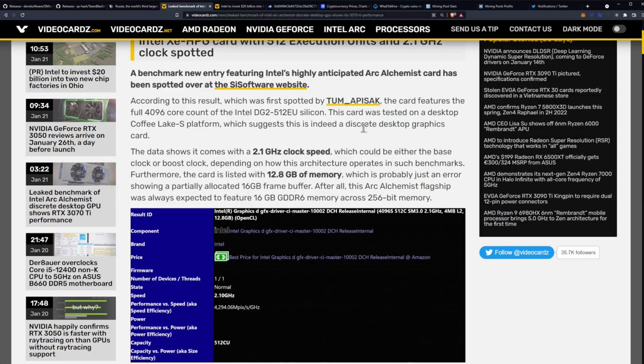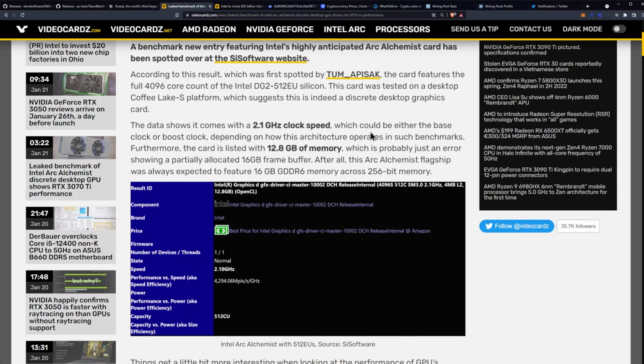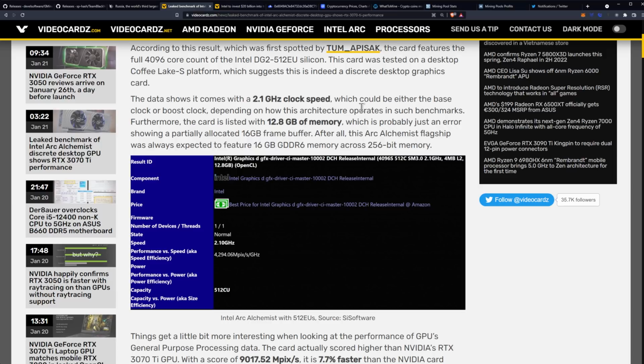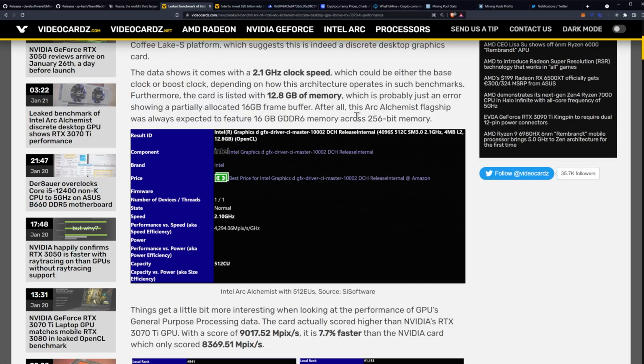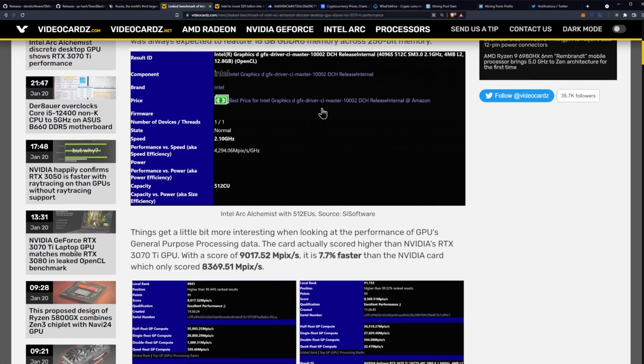This card was tested on a desktop Coffee Lake S platform, which suggests this is indeed a discrete desktop graphics card. The data shows it comes with a 2.1 gigahertz clock speed, which could be either the base clock or boost clock, depending on how this architecture operates in such benchmarks. Furthermore, the card is listed with 12.8 gigabytes of memory, which is probably just an error showing a partially allocated 16 gigabyte frame buffer. After all, the Arc Alchemist flagship was expected to feature 16 gigabytes of GDDR6 memory across a 256-bit bus.